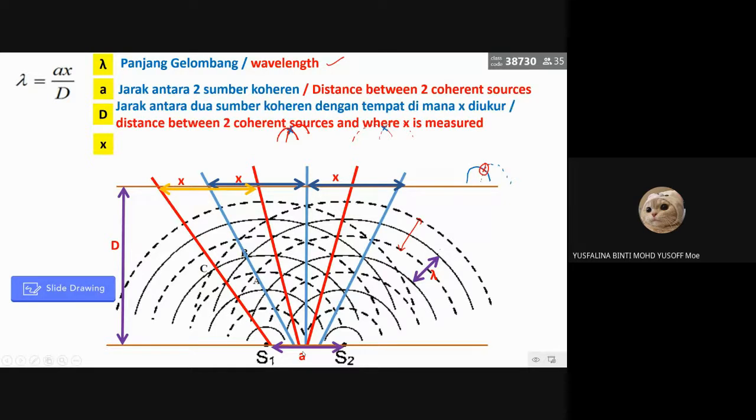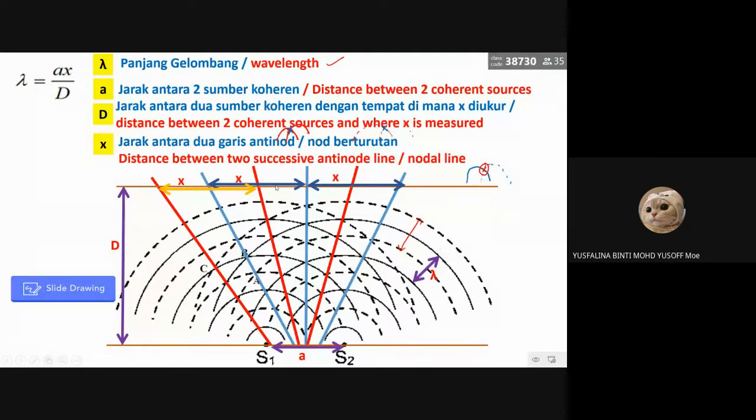And D is the distance from the source to where you measure the X. Let's say you measure the X here, there's a line here. So the distance between the source to where you measure the X is called D. And another one is X, the distance between two successive anti-nodal lines or nodal lines. Remember, the anti-nodal line is where you connect all the constructive interference, while the nodal line is where you connect all the destructive interference.